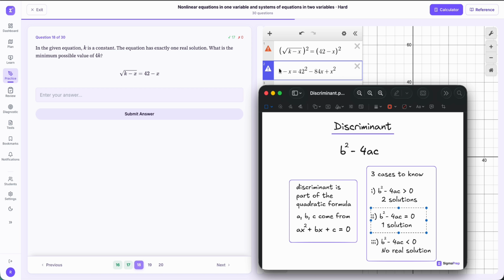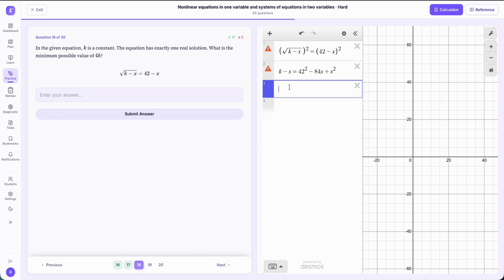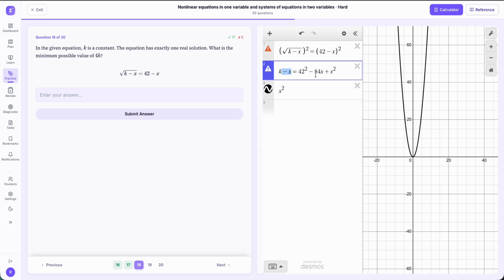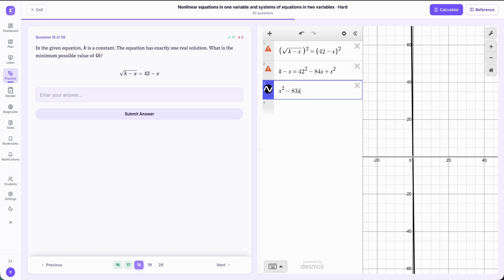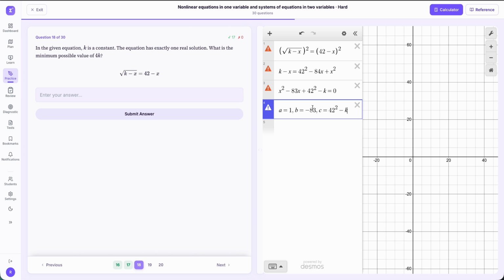We got to set this equal to 0 so we can identify a, b, c, right? So I'm just going to write x squared, and then you would add x to the other side. So it's going to be minus 83x, and then it's plus the 42 squared. We can leave that way. You don't have to worry about that. Minus k to set that equal to 0, right? So a, what is a? A is 1, b is negative 83, and c is this. Again, you could just leave it like this, 42 squared minus k, right? So now we got our a, b, c.